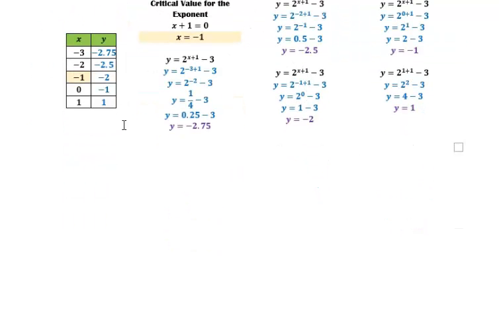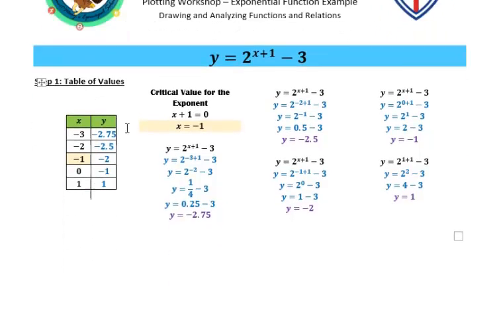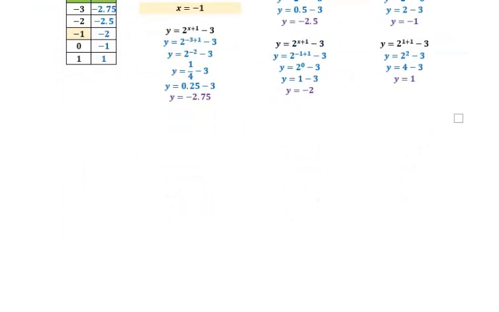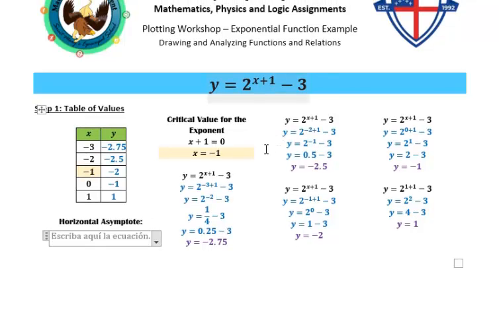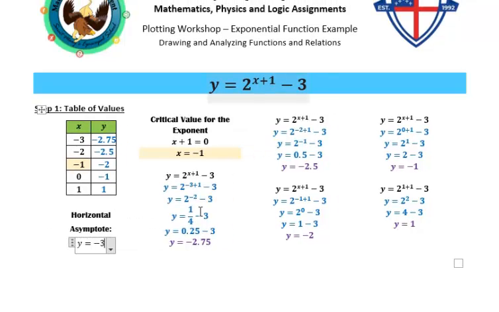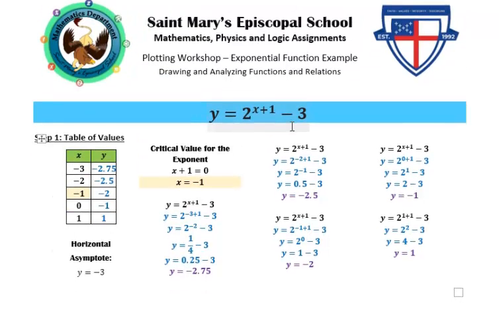So I'm going to put as a bit of information that the horizontal asymptote of this function is y equals minus 3. The horizontal asymptote of an exponential function is always the number that is outside, the number that is not enclosed in the power. So minus 3 will be the horizontal asymptote. That is something important to notice. That's how we do step 1 for exponential functions.